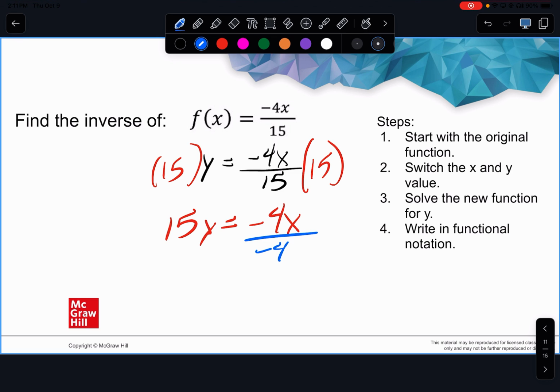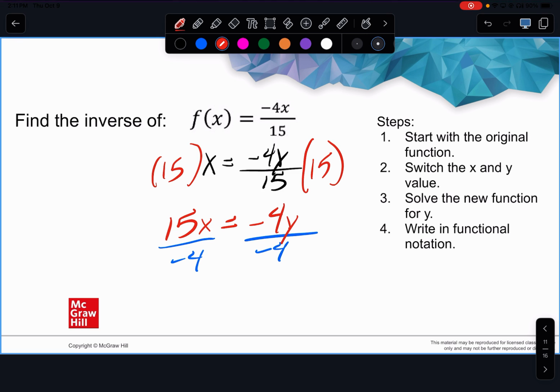Divide by negative 4. Divide by negative 4. So I forgot to flip-flop, but they would still be in the same spots. So this would be x, this would be y. This is x, this is y. All the math still holds true, okay?